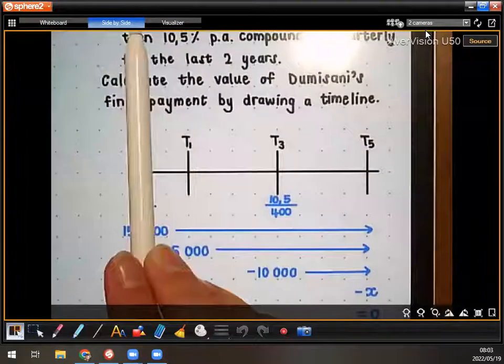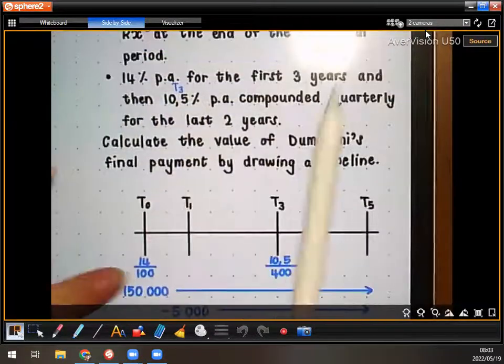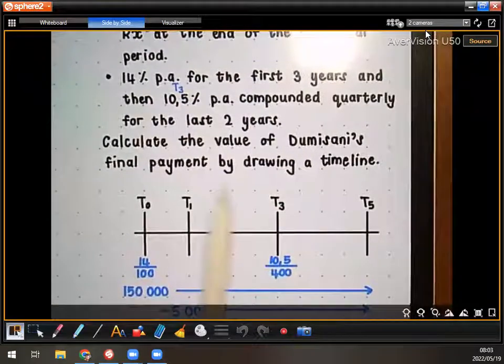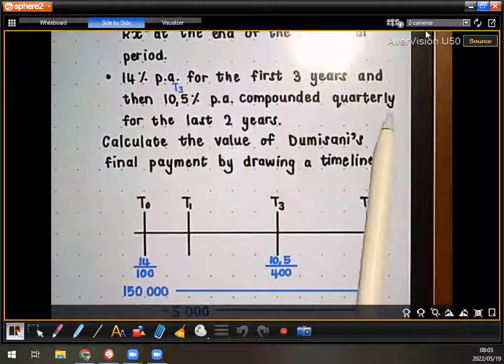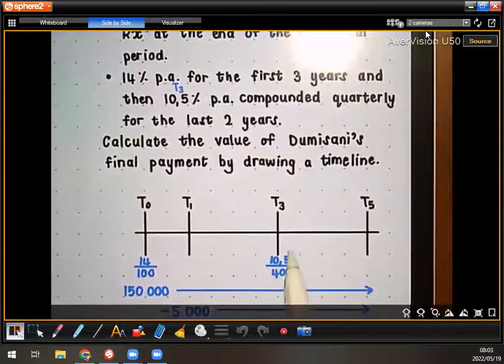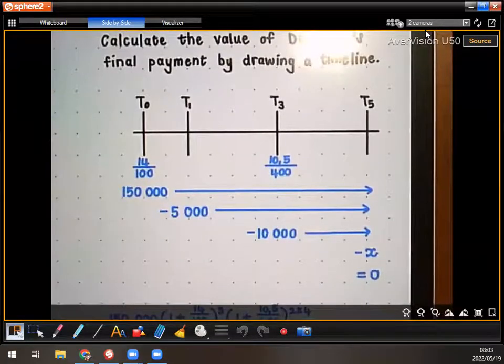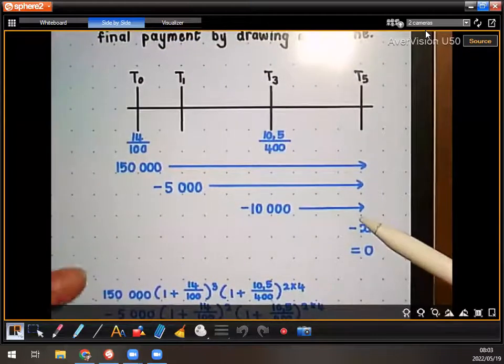They said 14% per annum for the first 3 years. So there's my 14%. And then it was 10.5% compounded quarterly for the last 2 years. So 10.5 over 400 there. They wanted us to find the value of his final payment, which was there, the X.